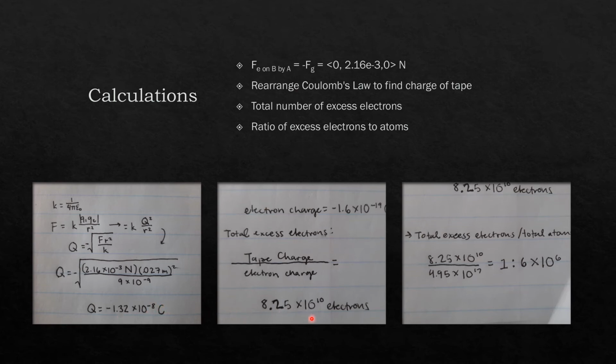Then, to find the total number of excess electrons, we can take the charge of the tape we found and divide by the charge of an electron to find that we have 8.27 times 10 to the 10th electrons. Finally, we calculate the fraction of atoms that gave up electrons. We find the total number of atoms, then we find the ratio of excess electrons to atoms through division.